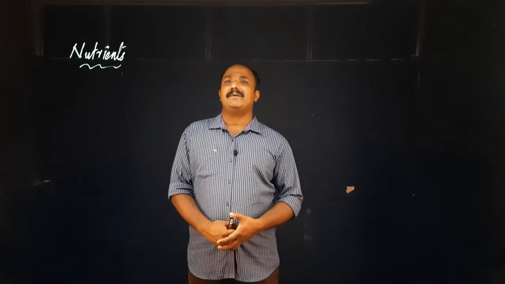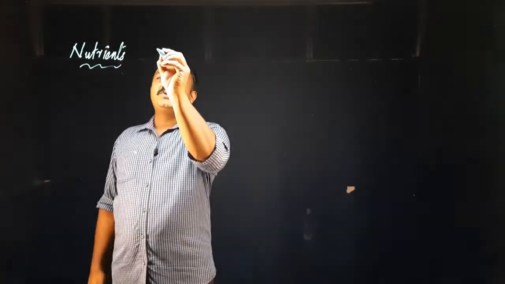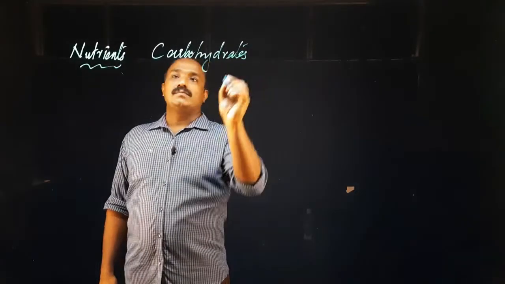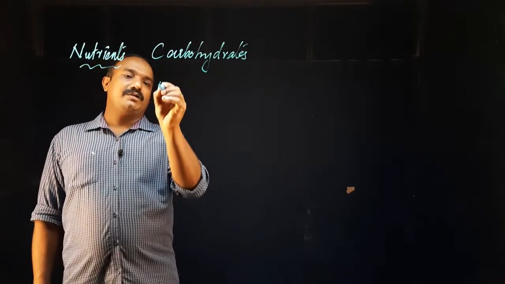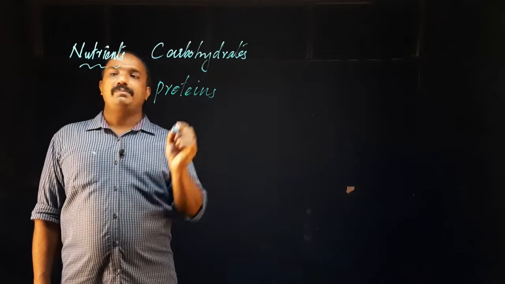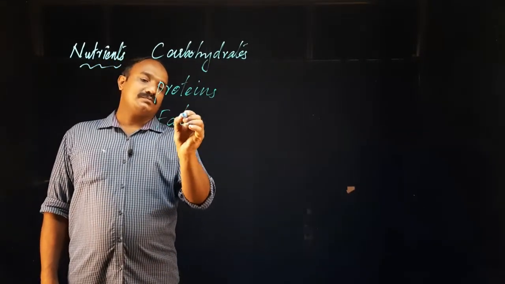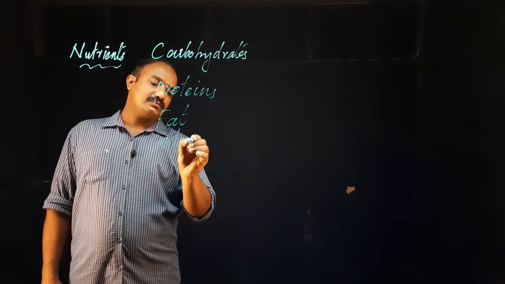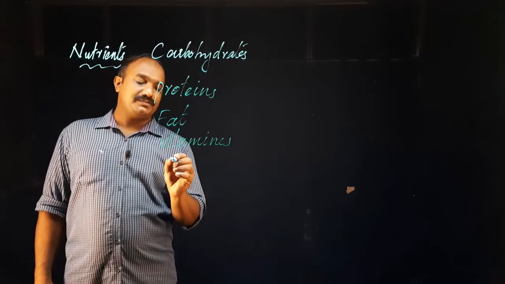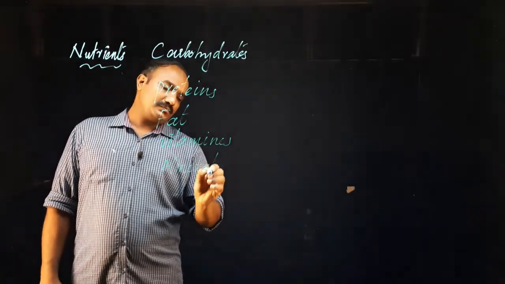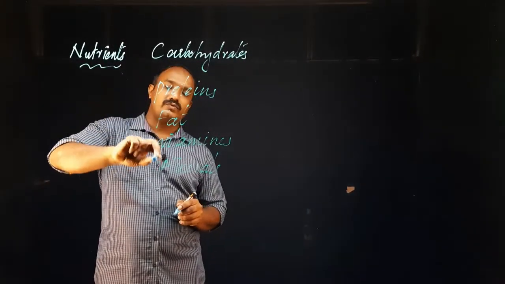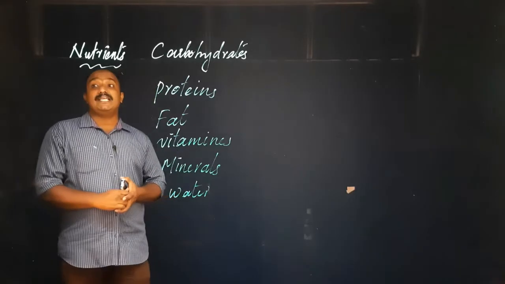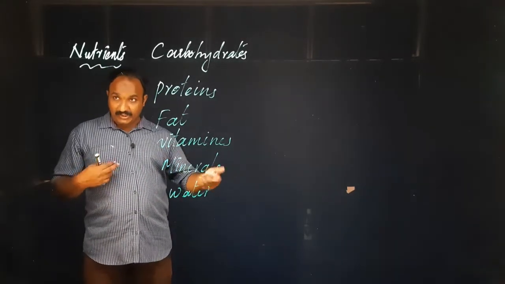Nutrients are of six types, that much only. Six types. First one, carbohydrates. Second one, proteins. Third one, fat. Then next one, vitamins. Minerals. 1, 2, 3, 4, 5. Last, water. These are the nutrients that are absorbed from the food to the body.